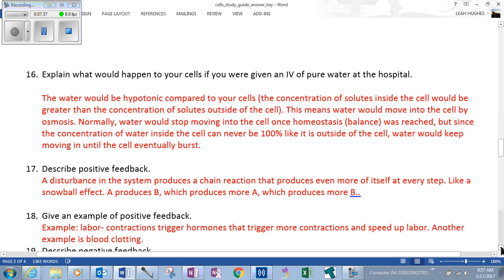Number 16, explain what would happen to your cells if you were given an IV of pure water at the hospital. The water would be hypotonic compared to your cells. The concentration of solutes inside the cell would be greater than the concentration of solutes outside of the cell. This means water would move into the cell by osmosis. Normally, water would stop moving into the cell once homeostasis or balance was reached, but since the concentration of water inside the cell can never be 100% like it is outside the cell, water would keep moving in until the cell eventually burst.